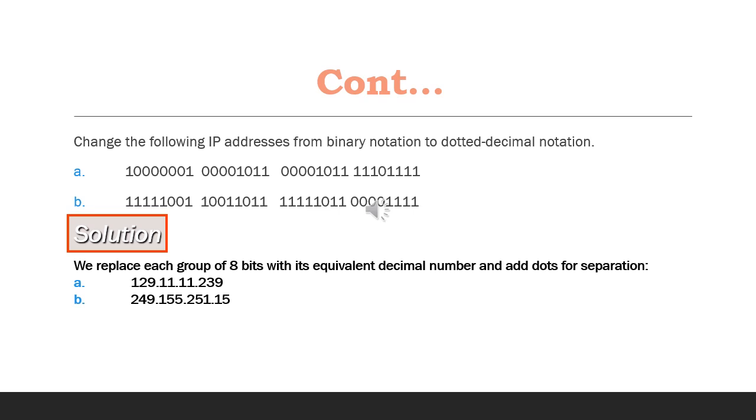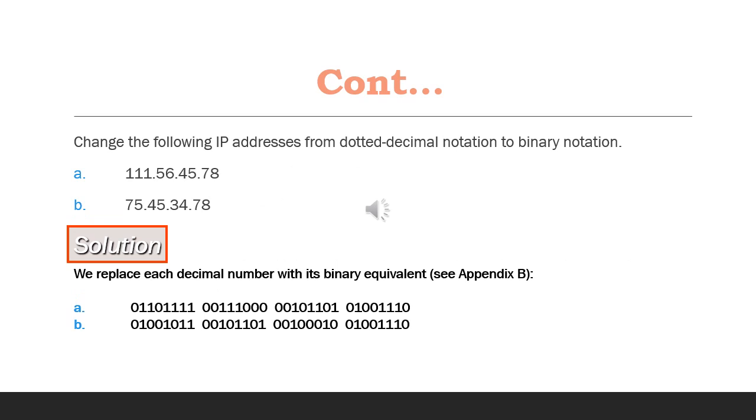Now change the following address from binary notation to dotted decimal notation. Since it's IPv4, we have octets of 8 bits, so the complete address is 32 bits. We replace each group of 8 bits with its equivalent decimal number and add dots for separation. So this is the answer. And now this example is the reverse of the previous example. It says to change the following IP addresses from dotted decimal notation to binary notation.